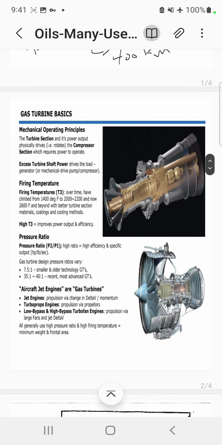Okay, now we can go to the firing temperature. Firing temperature T3 over time has climbed from 1400 degrees Fahrenheit to 2200 and now 2600 Fahrenheit and beyond, with better turbine section materials, coating and cooling methods. High T3 improves power output and efficiency.